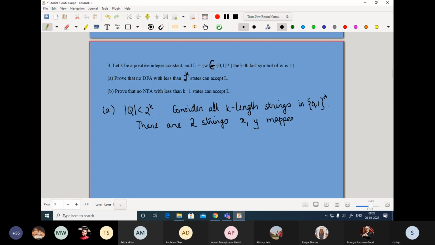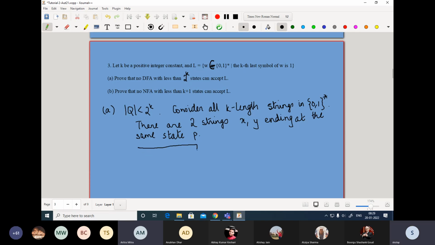Mapped to, let me just say, x comma y, x comma y ending at the same state. Let's call it P. Then we can add zeros. We find where the strings differ, and then we add zeros such that one of them should be accepted and one of them should not be.